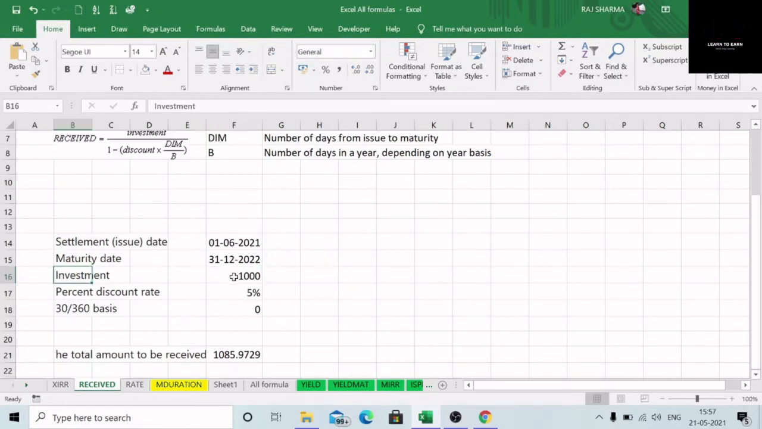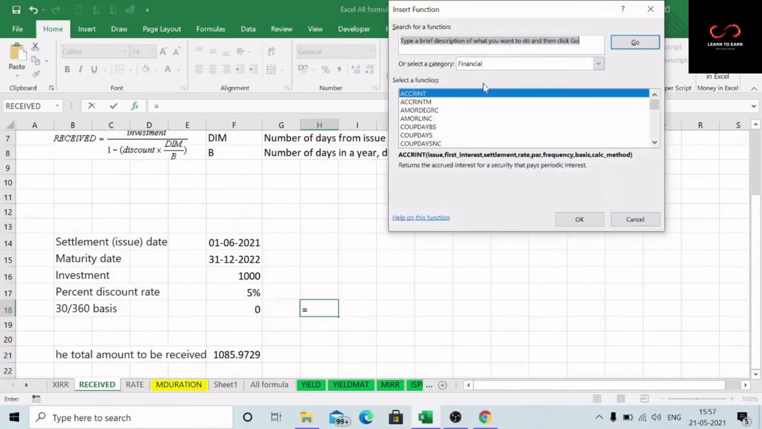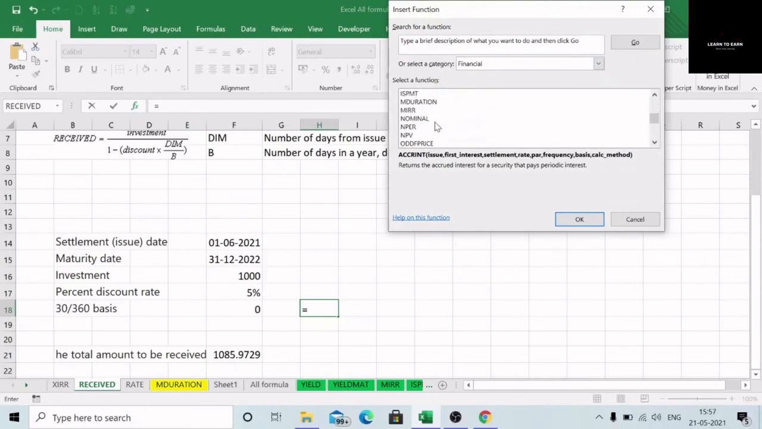The amount invested is 1000 by the investor. The discount rate is 5%, and the day count convention we are taking is 30 by 360. For that we have to put 0 in the field. So let us open the formula wizard. Go to FX, from here go to Financial and select the RECEIVED function.